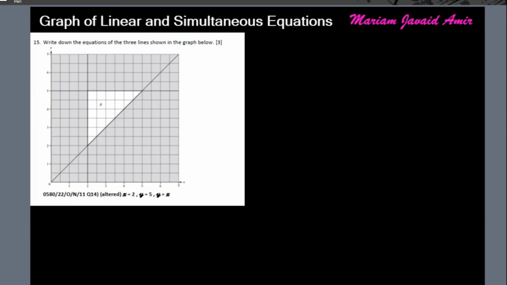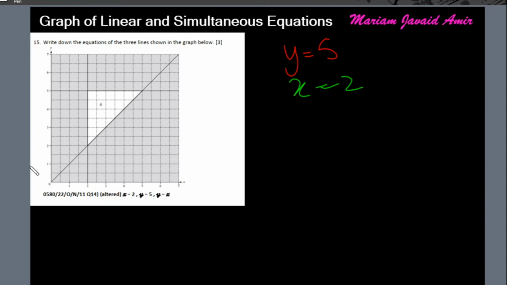Question number 15, which says write down the equation of the 3 lines shown in the graph below. Okay, so this line is y equals 5, because the y value is 5 and never changes, so y equals 5. Then for this line, the x value is 2, so the whole line is x equals 2. And then we have a tilted line.